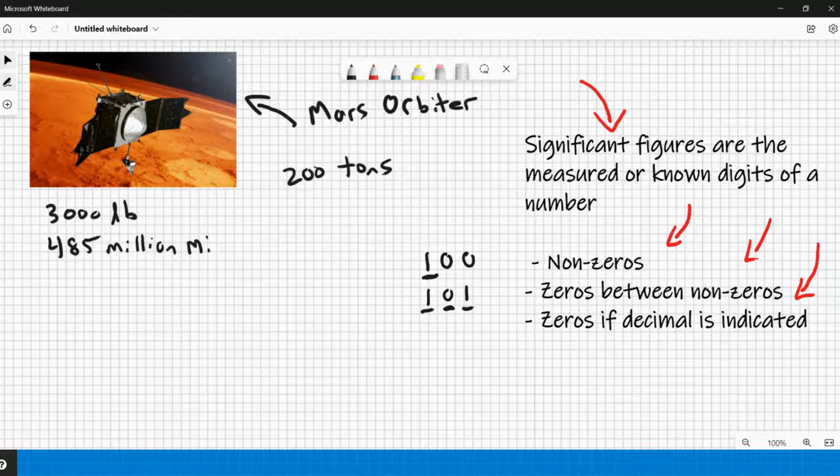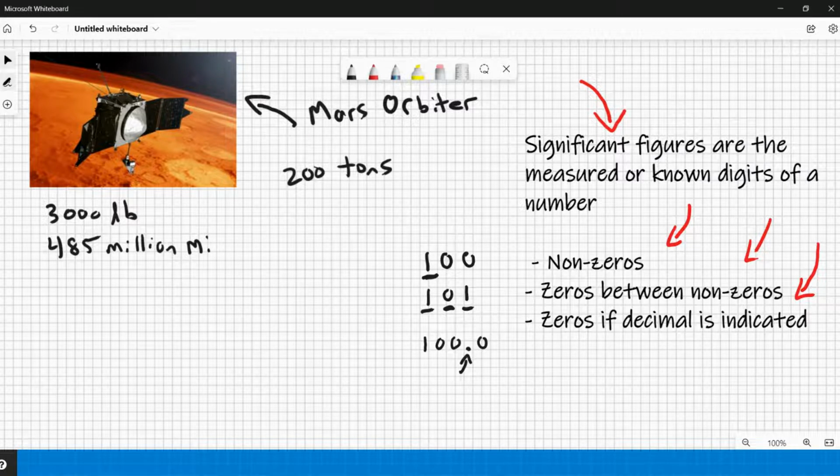Finally, we have zeros to the right of non-zero digits if a decimal is indicated. This one's a little bit tricky, so bear with me. Once again, we have a number. Let's stick with the number 100, except this time I'm going to write it as 100.0. In this case, because I voluntarily wrote the decimal place and wrote a 0 to the right of that decimal place, when it makes no difference to the size of the overall value, I'm actually trying to communicate something about the precision of the number in the way that I wrote it.